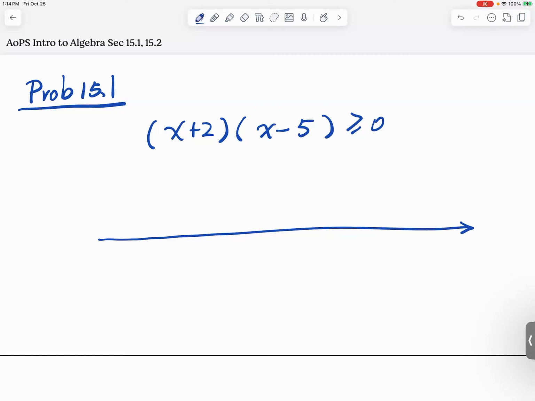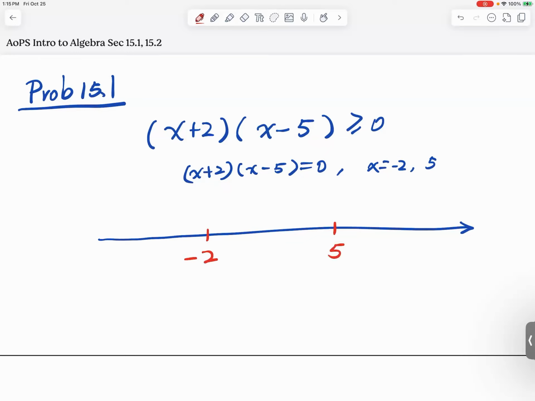So in this inequality, the right-hand side is 0, and the left-hand side is in factored form, right? So you solve the equation (x plus 2)(x minus 5) equals 0. You get x equals -2 or 5. Then you label the roots on the number line. So let's say this is -2 and this is 5.